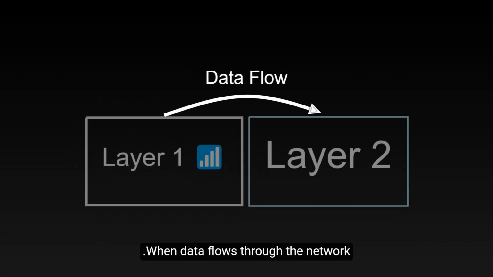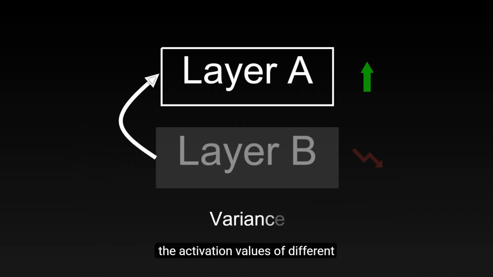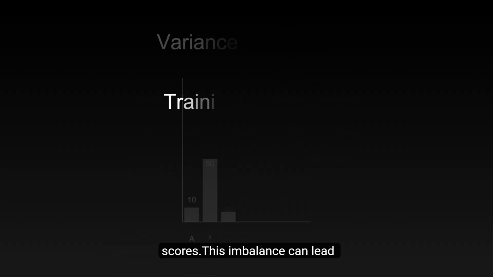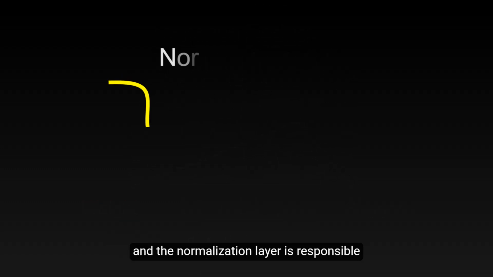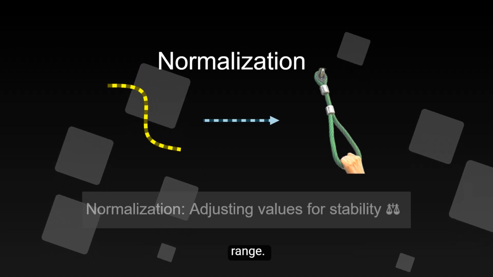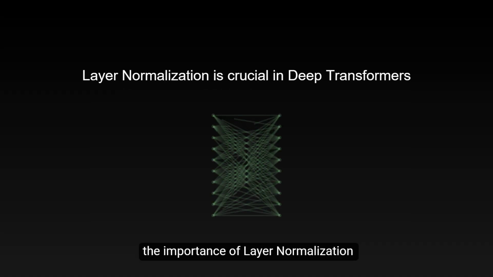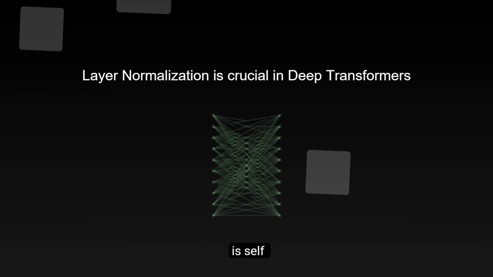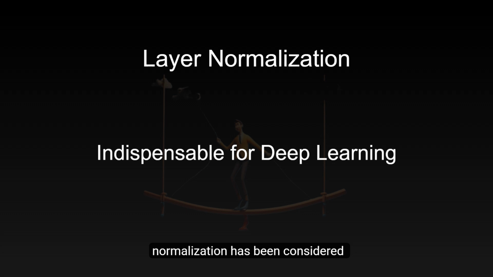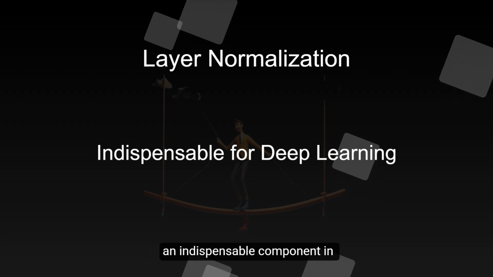When data flows through the network, the activation values of different layers may vary significantly. Some are particularly large, some are particularly small, like different standardized test scores. This imbalance can lead to unstable training, and the normalization layer is responsible for pulling these values back into a reasonable range. Especially in deep networks like transformers, the importance of layer normalization is self-evident. It acts like a balancer in the network, ensuring that information does not deviate during transmission. This is why, over the past decade, normalization has been considered an indispensable component in deep learning.